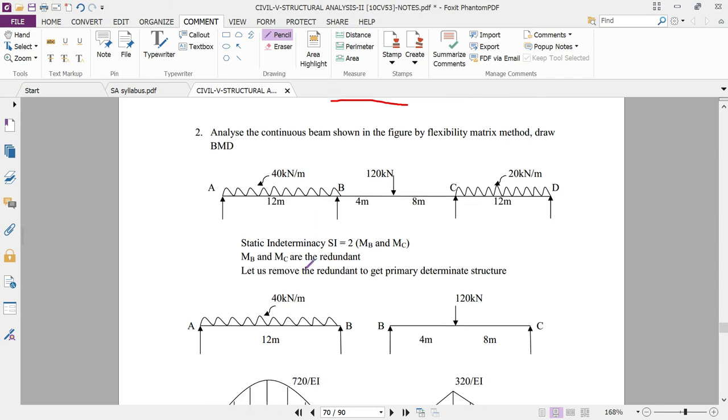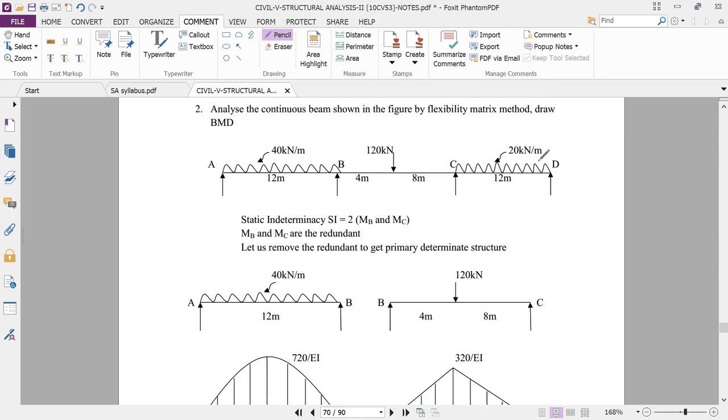Now let us consider some more examples. Second, analyze the continuous beam as shown in figure by flexibility matrix method and draw the bending moment diagram. So if you see, it is a continuous beam, AB, BC and CD are the spans and n number of loadings are acting. So here the static indeterminacy is at B and C. You cannot calculate the unknown moments of B and C.